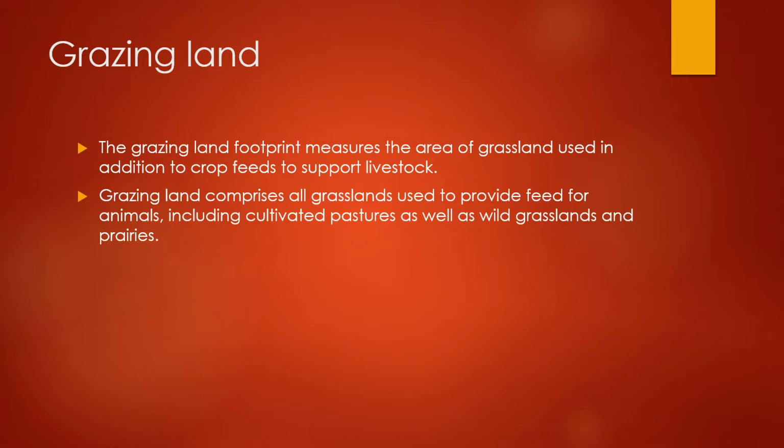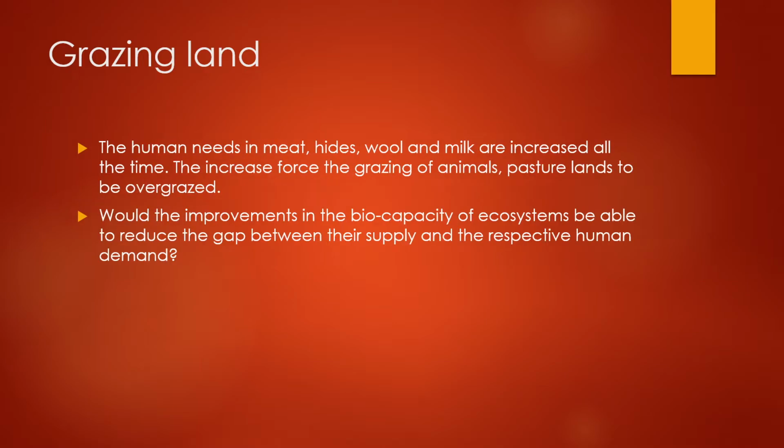So, grazing land. The grazing land footprint measures the area of grassland used in addition to crop feeds to support livestock. Grazing land comprises all grasslands used to provide feed for animals, including cultivated pastures, as well as wild grasslands and prairies. The human needs in meat, hides, wool, and milk are increased all the time. The increase forced pasture lands to be overgrazed. So, as a question, will the improvements in the biocapacity of ecosystems be able to reduce the gap between their supply and their respective human demand?